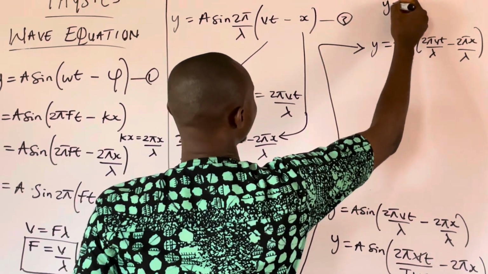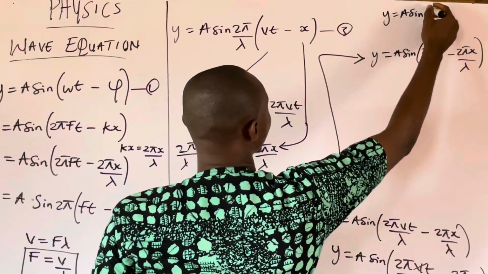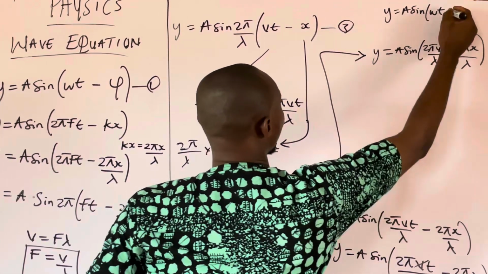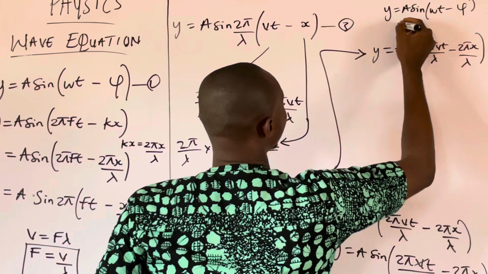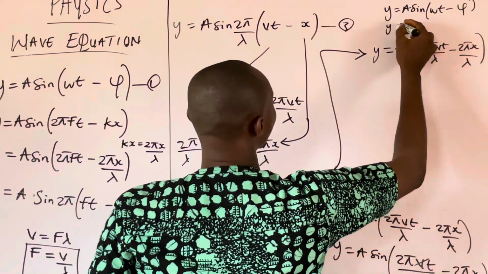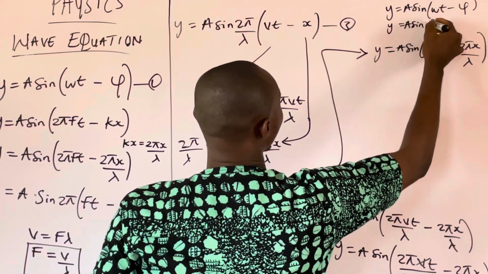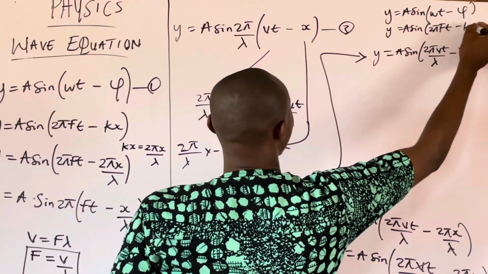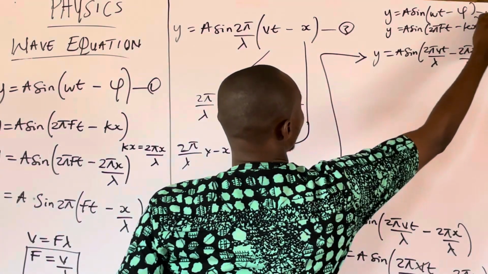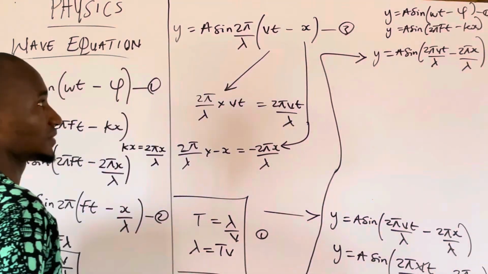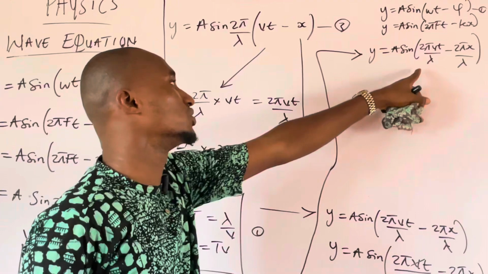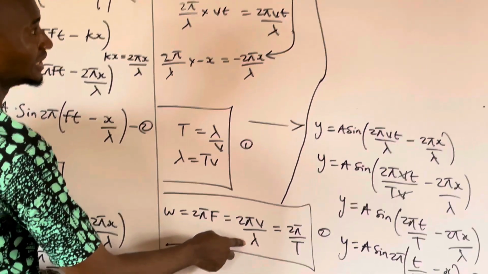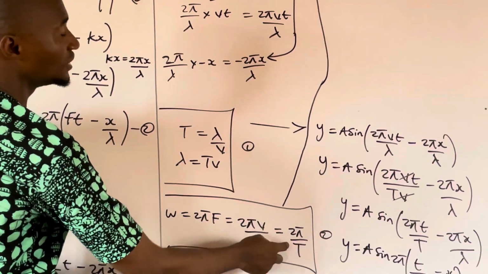Let me remind you that equation 1 is a sine wt minus phase angle, and this wt is also a sine 2 pi ft minus kx. This is equation 1. I want to remind you about that so that you won't be confused on what I'm going to do over here. So now 2 pi over lambda is also equal to 2 pi over T.